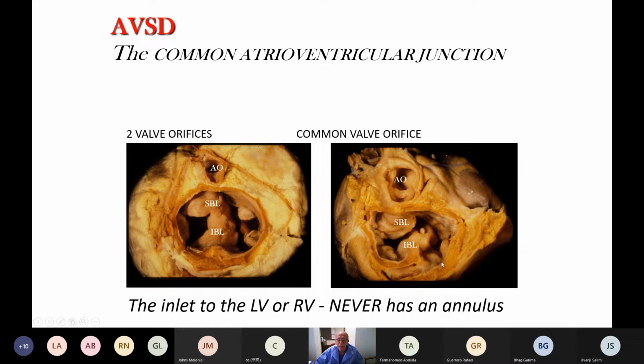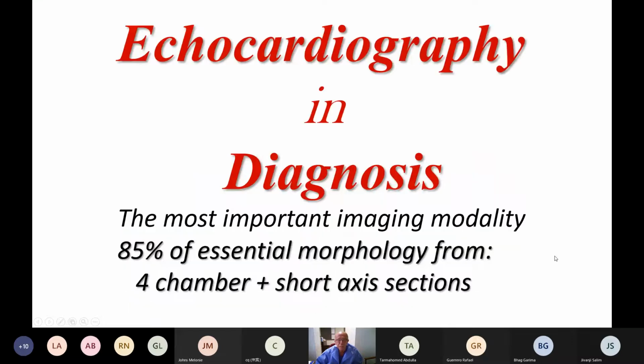In the common orifice, again, we've got the common AV junction, but the superior and inferior bridging leaflets are no longer joined together so that there is a common orifice. So these are the 2 basic forms of AVSD. Echocardiography is the most important imaging modality, and 85% of all the essential morphology comes from 4-chamber sections and short axis sections.